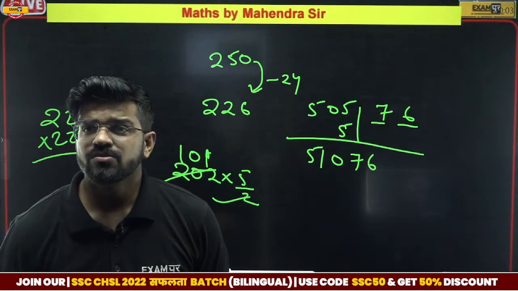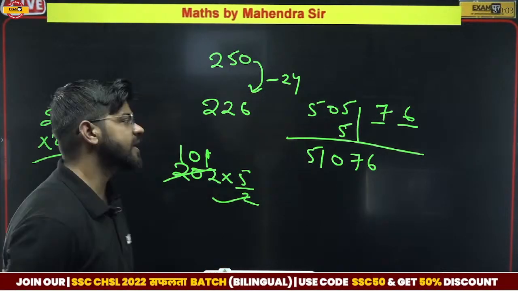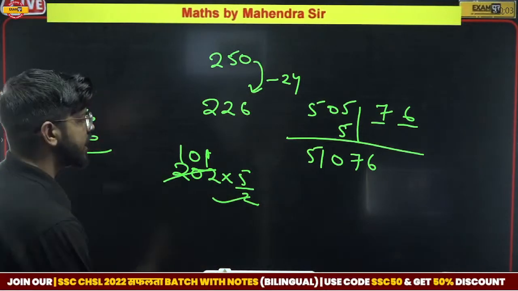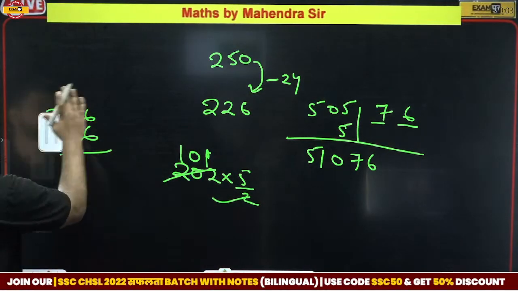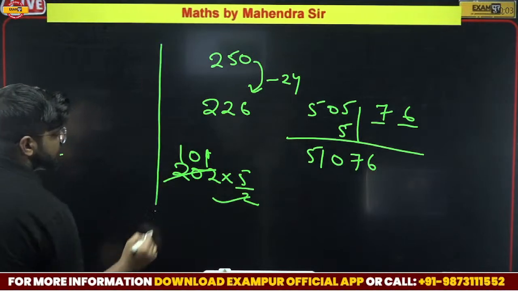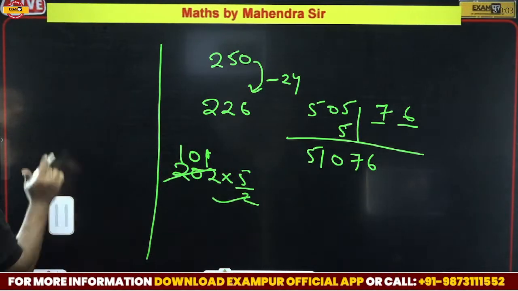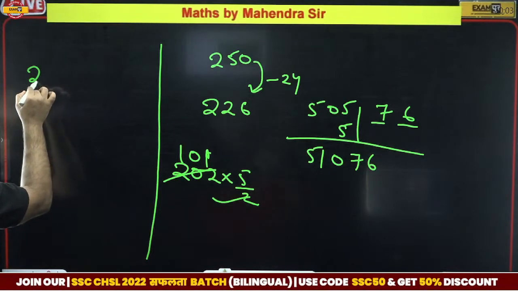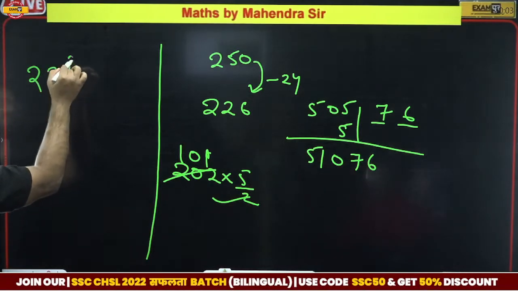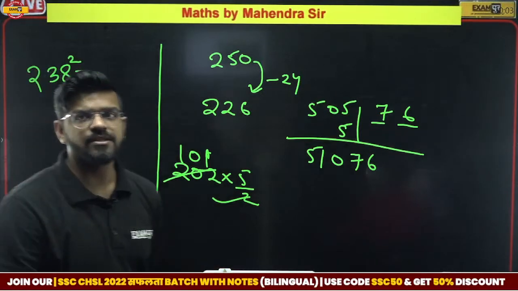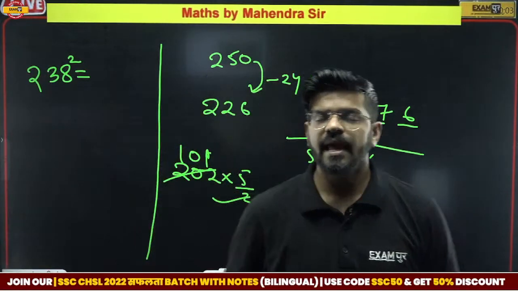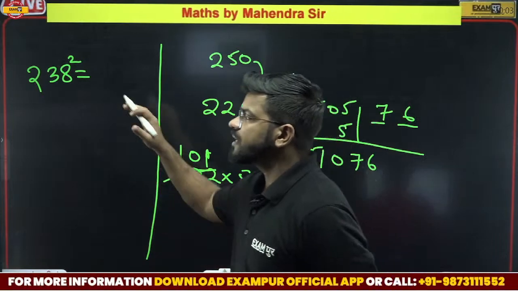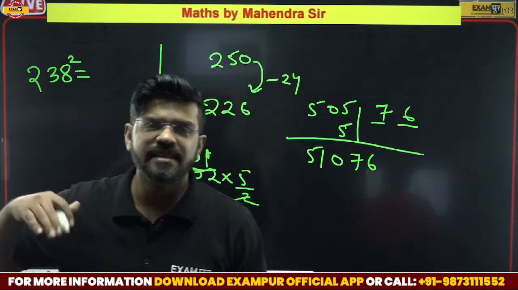Please do again, sir. Okay, I'll tell you one more. We will calculate one more. Just calculate 238 square. So how much less than 250 is 238?